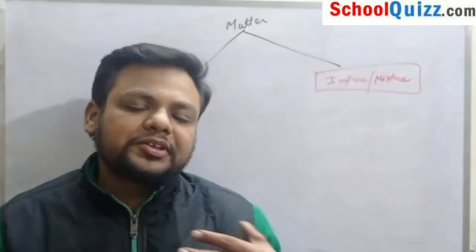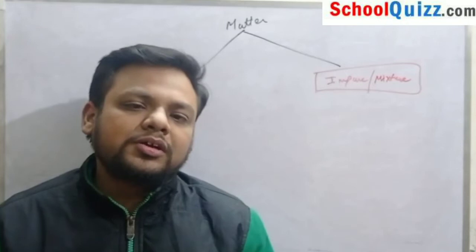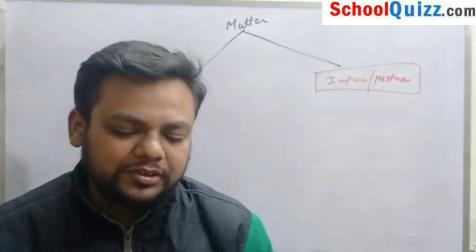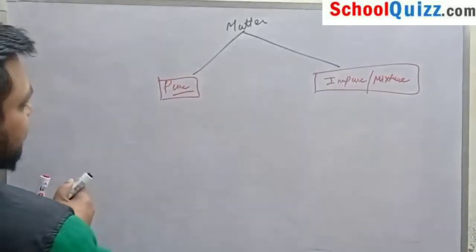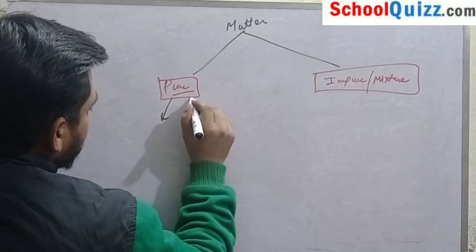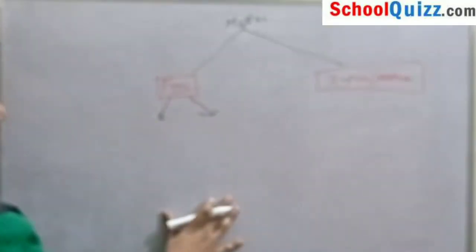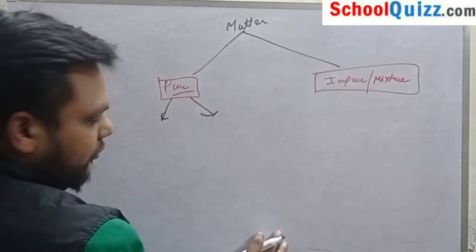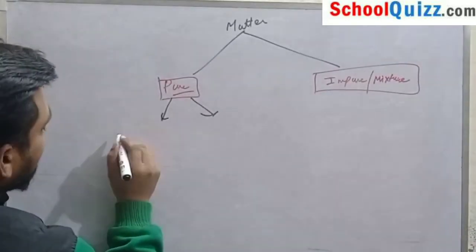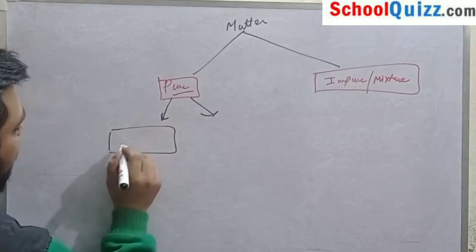And pure substance can be further classified as elements or compounds. We will discuss all the topics one by one. First of all, we will draw a flow chart. Okay. So pure substance will be classified as elements or compounds.